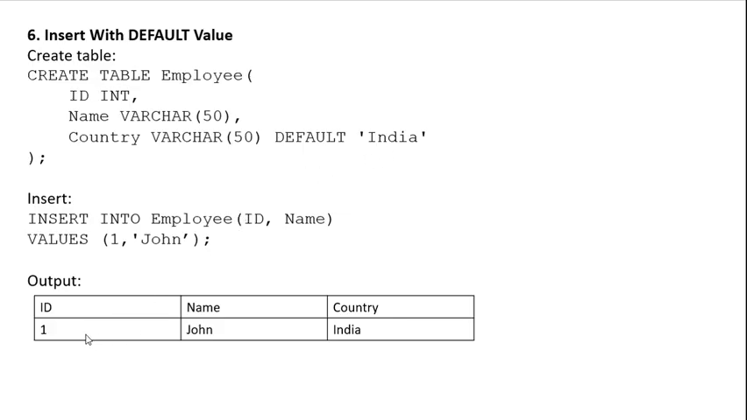And let's check the output: the id, name, and country are given, with id as 1 and name as John, and the country's value defaults to India.